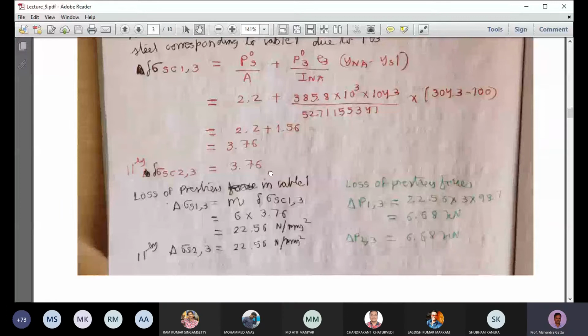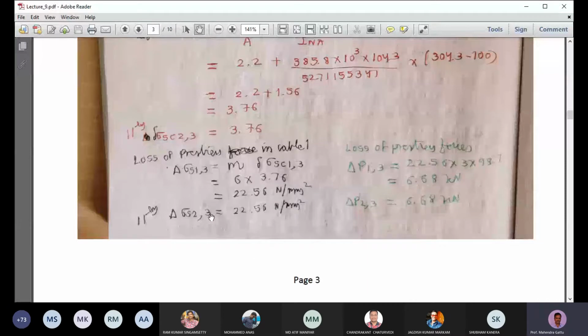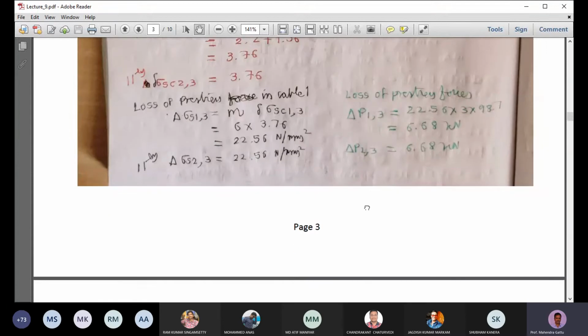So we can find out the loss of pre-stress in cable 1. It will be the modular ratio times the additional compressive stress, delta sigma SC13. So 6 into 3.76 is coming around 22.56. And similarly, the loss of pre-stress in cable 2 will be equal to 22.56. And we can get the loss of pre-stress force. We multiply this loss of pre-stress with the area of the cable. Area is 3 times the strand, so 3 into 98.7 into that 22.56. We get this value in Newton. We divide by 1000, we get kilonewton, 6.68 kilonewton. Similarly, delta P23 is also 6.68 kilonewton.